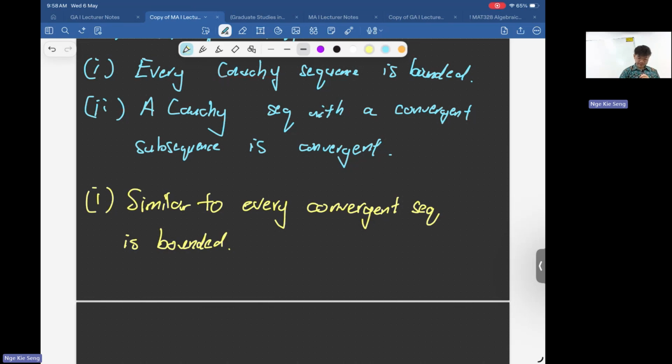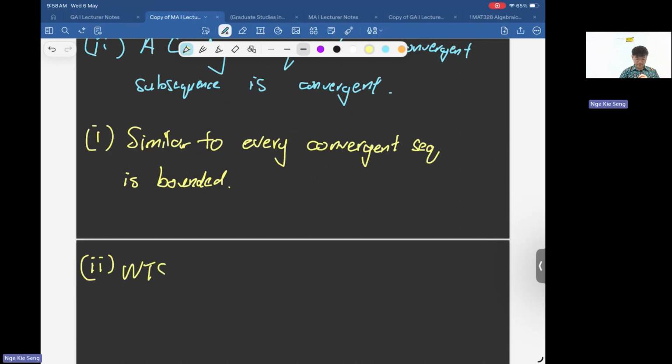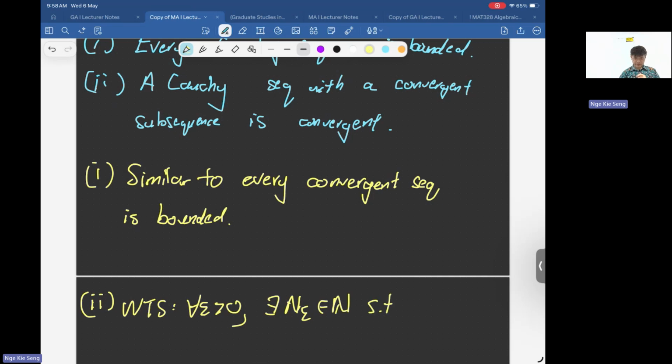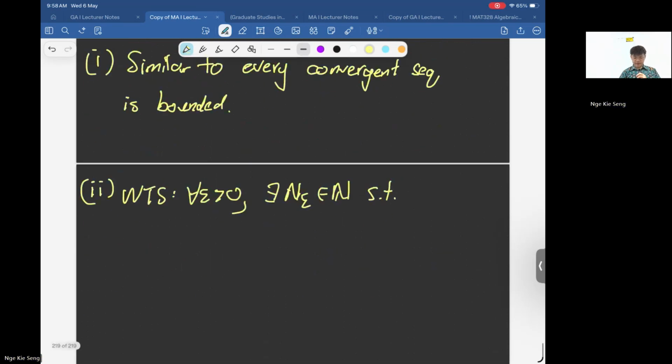So what do you want to show here? Maybe let's write down what you want to show. Want to show that for every epsilon greater than 0, there is an N epsilon such that, let's give our Cauchy sequence a name a_n, for n greater than or equal to N epsilon, the absolute value of a_n minus L should be less than epsilon.